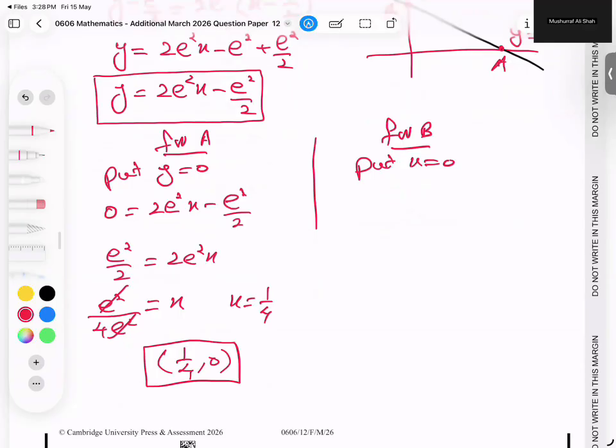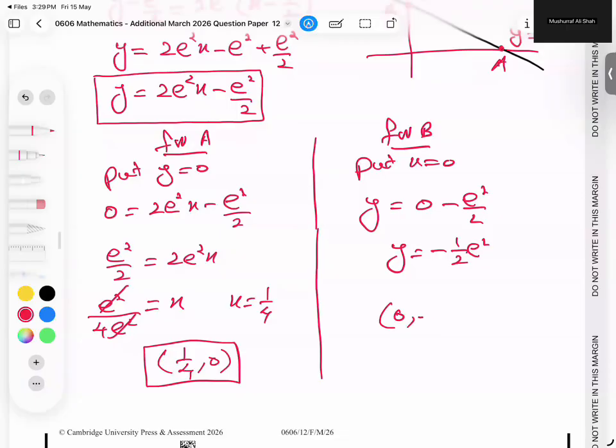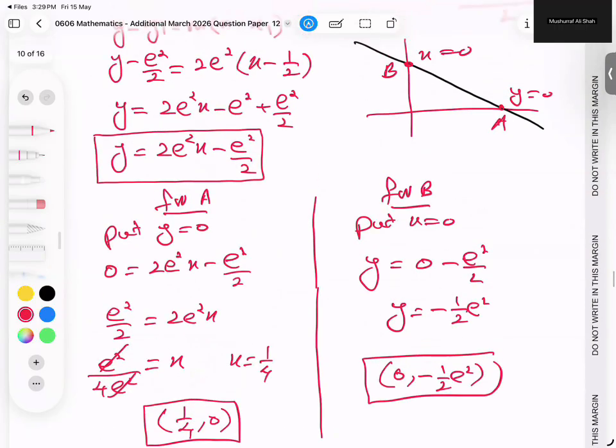Now students, let's go to answer number 2. I'm going to plug in x equals 0. So x is 0 and negative e square by 2 is left. So the y value is negative half e square, or we can write it in any form. So x is 0 and y is negative half e square. I hope the concept of the question is now completely clear.